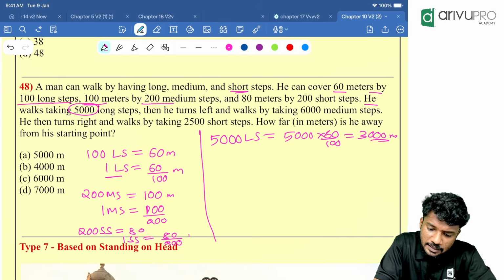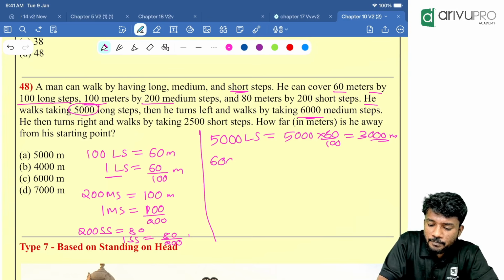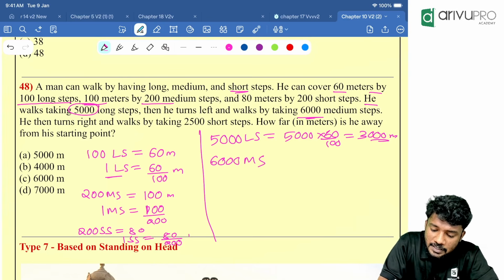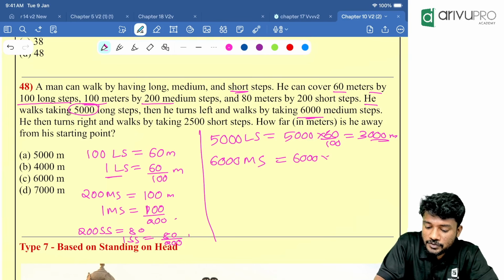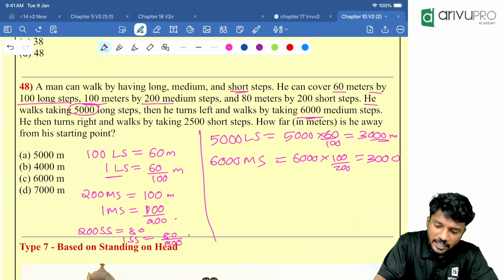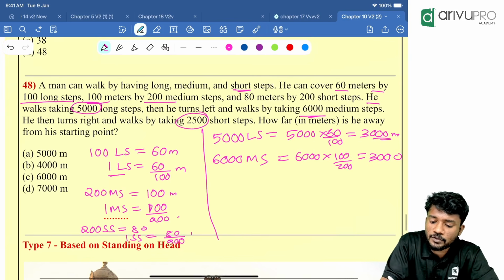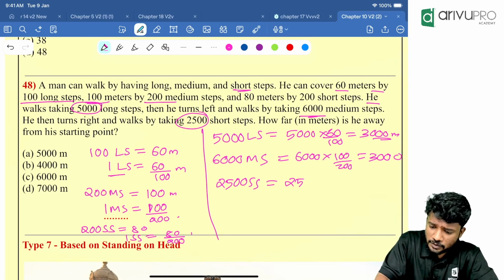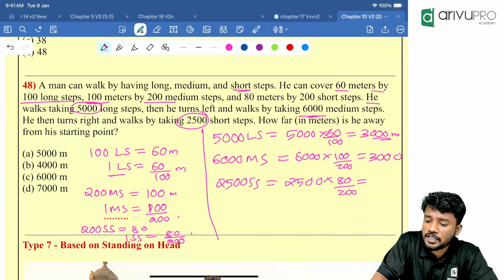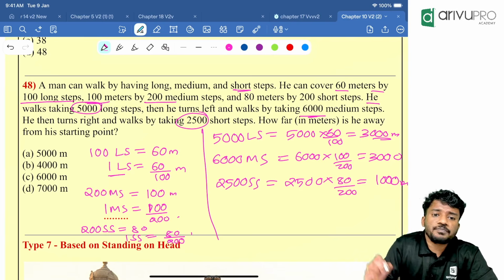Then what else is there? 6000 medium steps. One medium step is 100 by 200. Then 6000 medium steps will be what? 6000 into 100 by 200, which is equal to how much people? 3000. Then finally, he turns right and walks 2500 short steps. That is how much? 2500 into 80 by 200, which is equal to how much? 1000 meter.